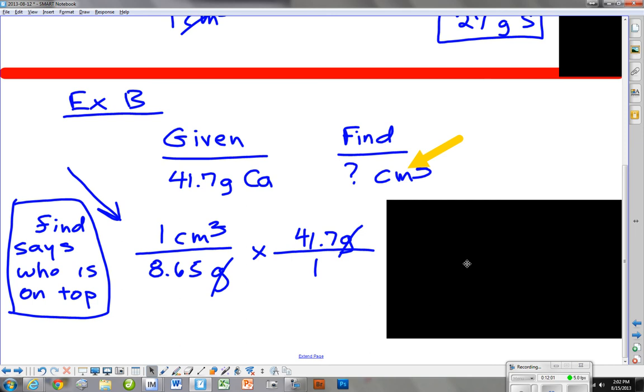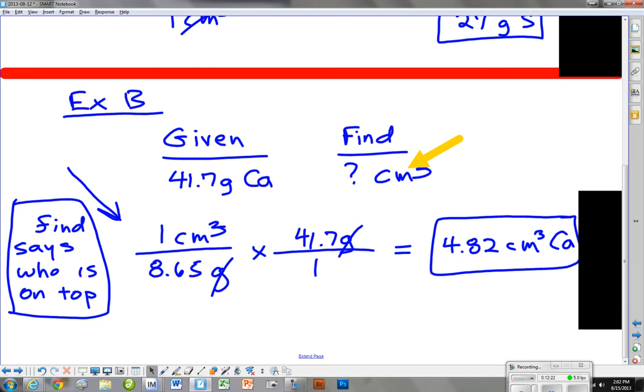Have you noticed in all of your problems, the given is always over 1? Yeah. And the reason for that is the find is always putting the unit of measure from density that matches the find on the bottom. So it's always going to be that find, right? And that allows us to get the unit of measure for the find at the end. Isn't that cool? Unit cancellation. It works every time. Yes?